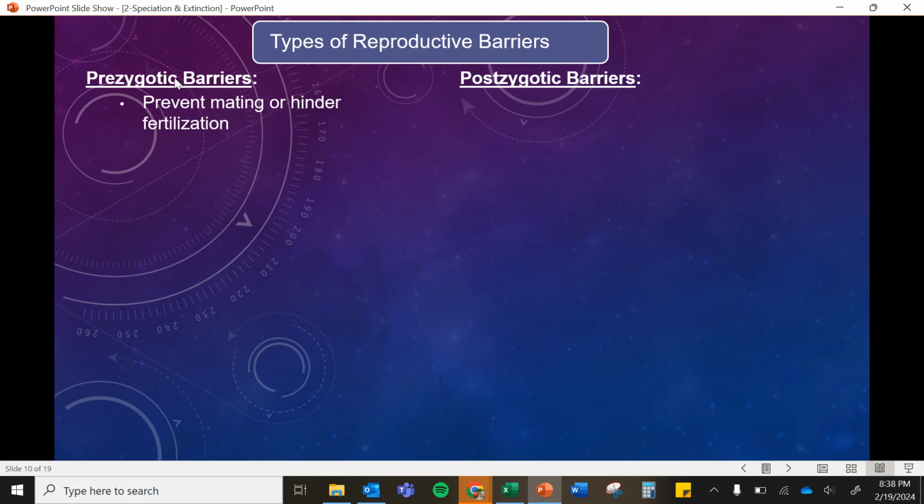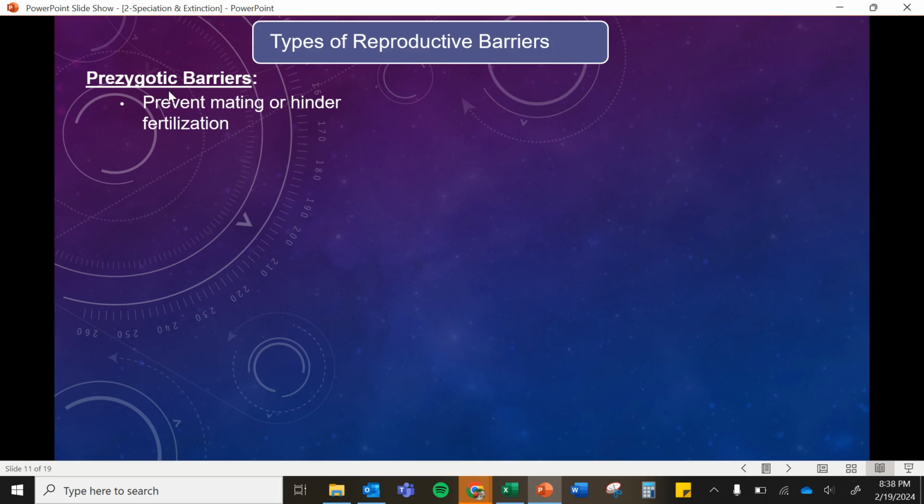Prezygotic barriers are preventing mating or hindering fertilization. The big thing here is that the barrier is happening before a zygote is produced. And then postzygotic barriers are a prevention of the hybrid zygote from developing into a fertile adult. So this would be after the zygote is produced.